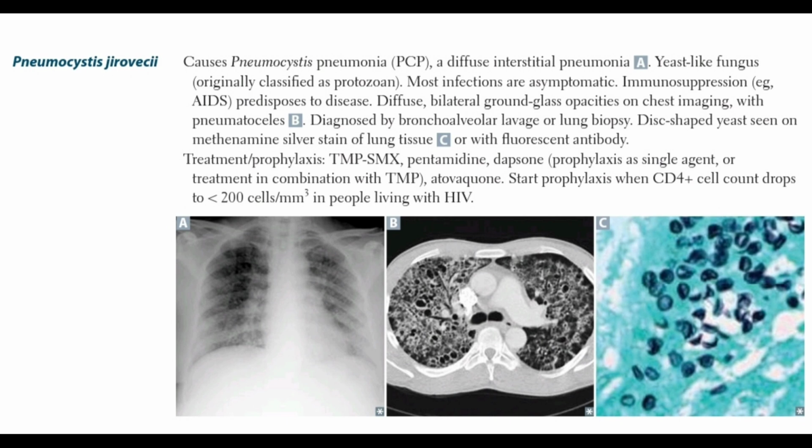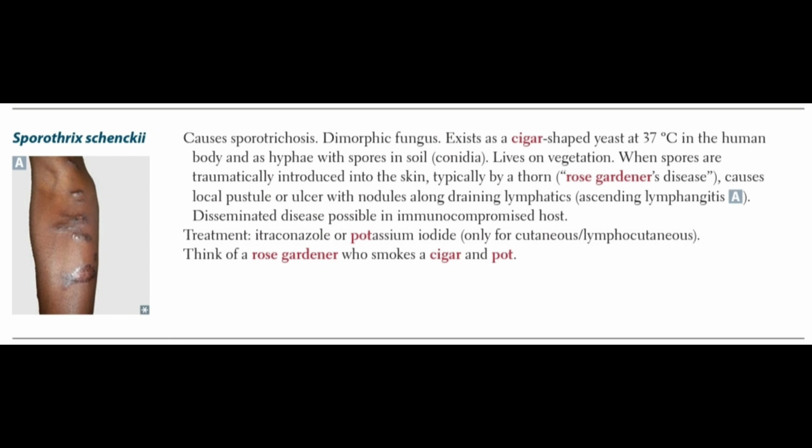In figure C, you can see that there is disc-shaped yeast seen on the methenamine silver stain of the lung tissue, or with fluorescent antibody we can also diagnose the disease. What is the treatment or the prophylaxis of this Pneumocystis jirovecii infection? We give trimethoprim and sulfamethoxazole. We give atovaquone. We start prophylaxis when the CD4 plus count drops to less than 200 cells per cubic millimeter in the HIV patient.